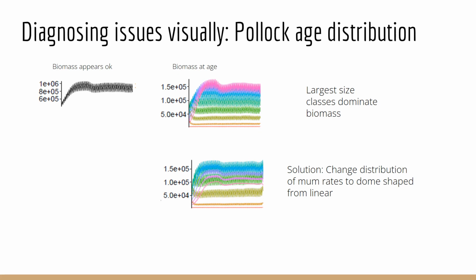To combat this, all we did is change the growth, the mum parameter, the whole distribution over the age classes. We found that it was in a linear form, meaning the mum parameter increased as you went from the smallest age class to the largest. So we changed that to more of a dome shape, so the larger size classes had lower values and the highest values were in the middle age classes. You can see from the third plot there that the largest size classes have been reduced significantly, and we get more of an age structure that we would like to see in the model.